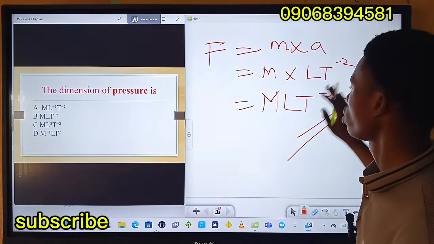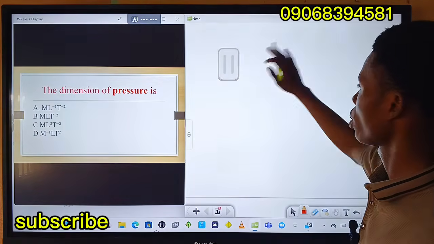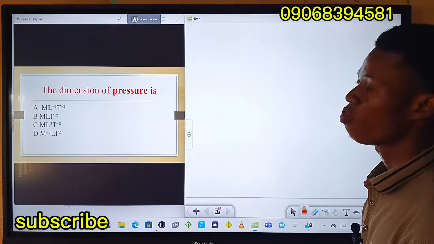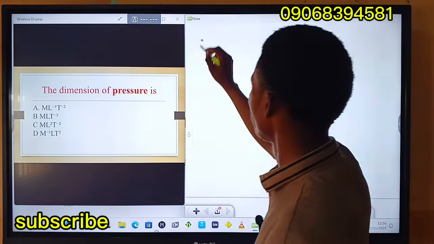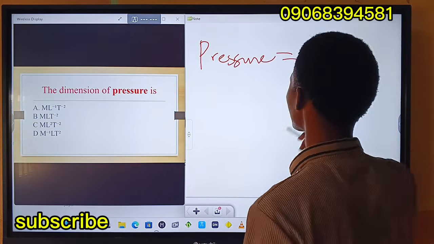All right, next question. All these things are WAEC and JAMB past questions, so take them serious. Next question, the dimension of pressure is dash. If you don't know the formula, you are gone. You cannot solve it. So the first thing is write out the formula.